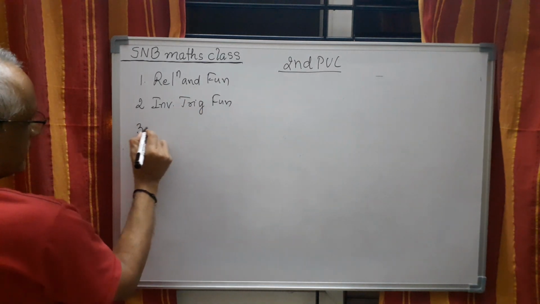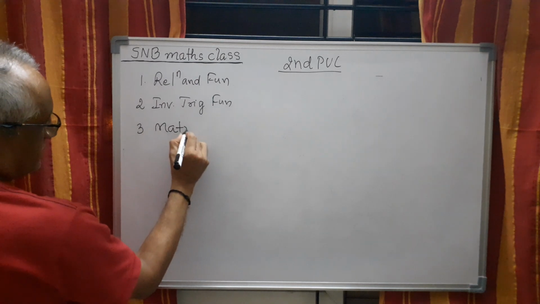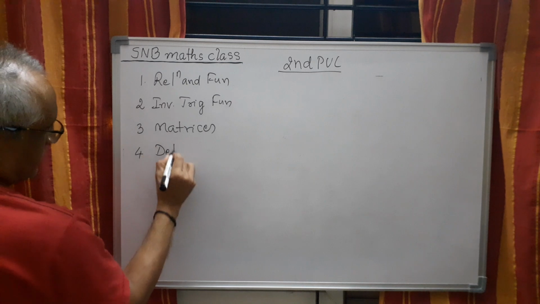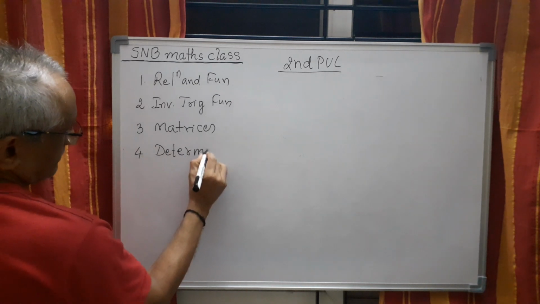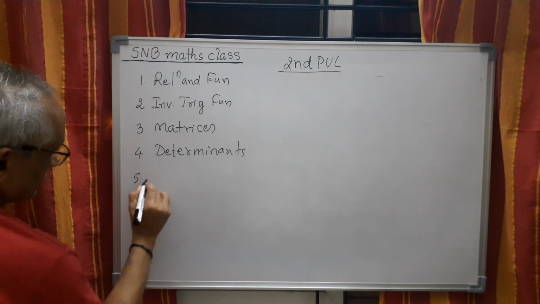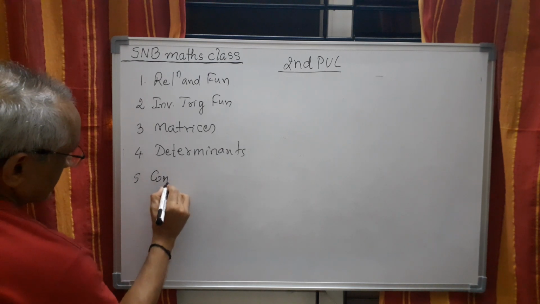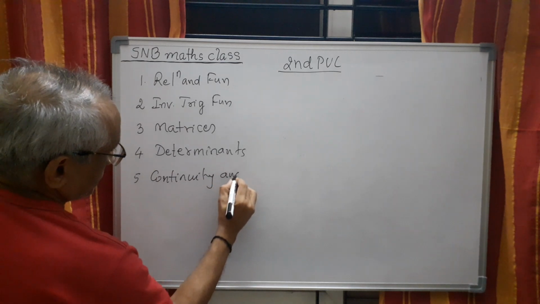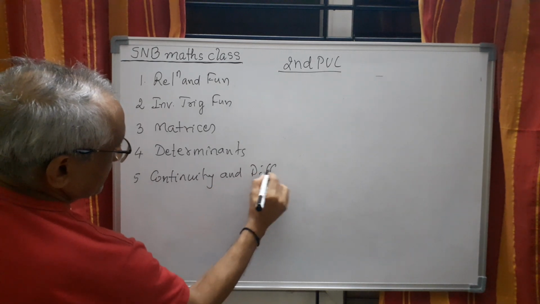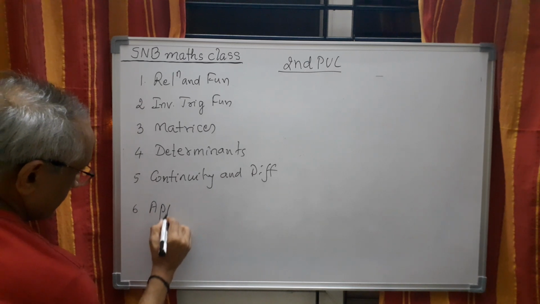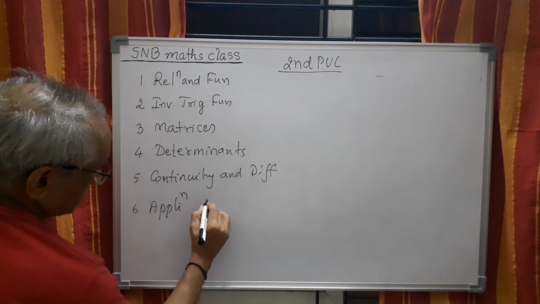And the third chapter is matrices. Fourth one is determinants. Fifth one is continuity and differentiability. This is the fifth one. Sixth one is application of derivatives.